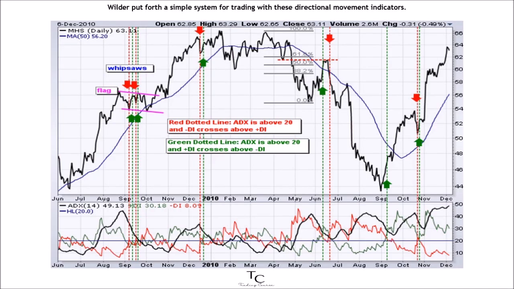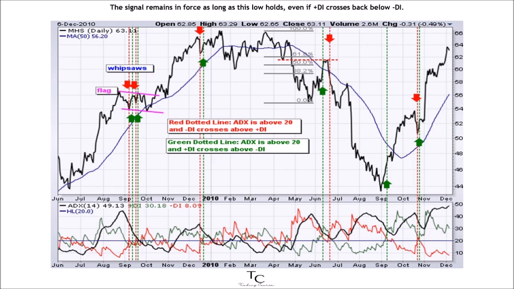Wilder put forth a simple system for trading with these directional movement indicators. The first requirement is for ADX to be trading above 25. This ensures that prices are trending. Many traders, however, use 20 as the key level. A buy signal occurs when plus DI crosses above minus DI. Wilder based the initial stop on the low of the signal day.